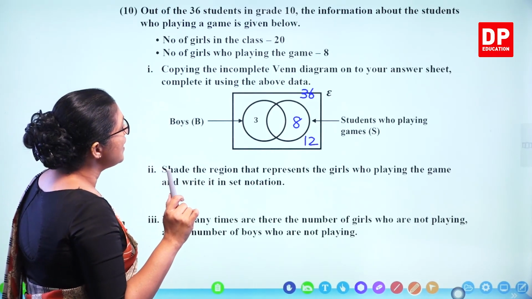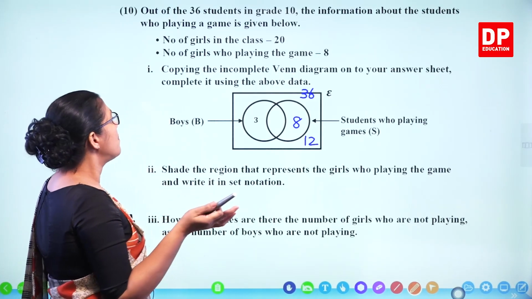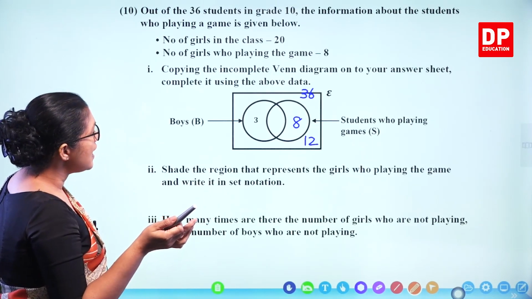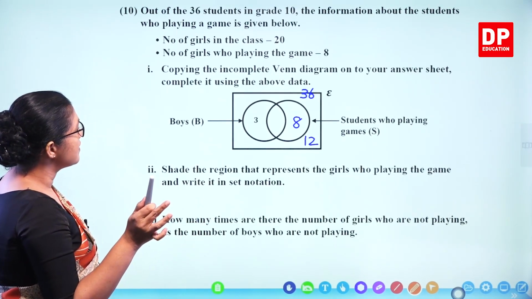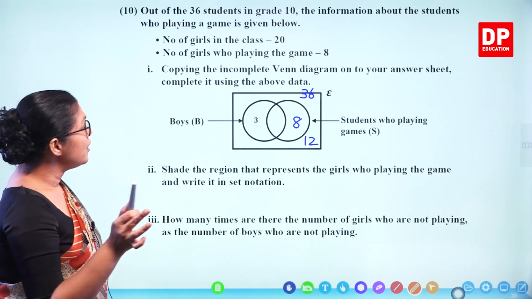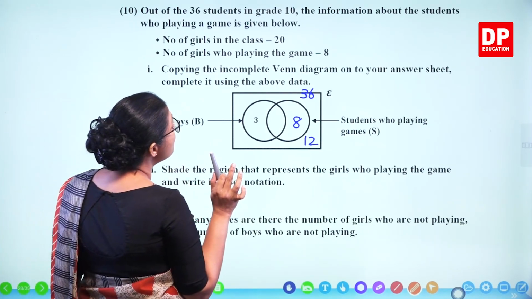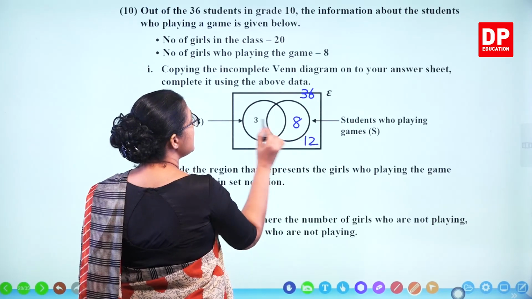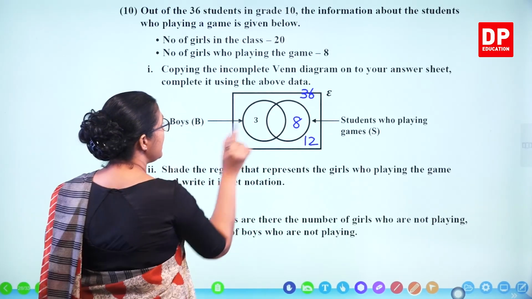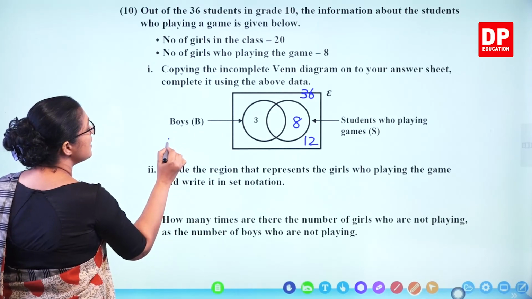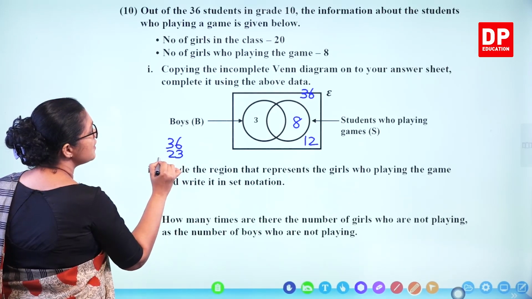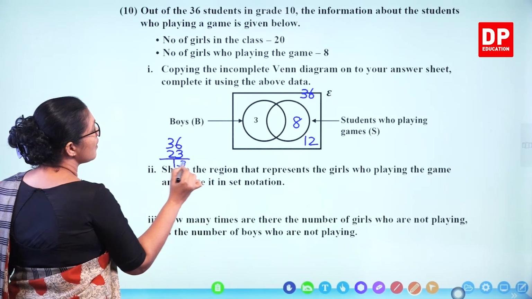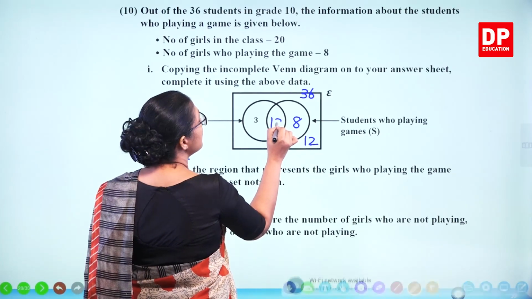Copy the incomplete Venn diagram onto your answer sheet. Complete it using the above data. So those are the values, and you can fill this part. 12 plus 8, 20. 20 plus 3, 23. So what's in the middle? 36 minus 23. You get 13 here.